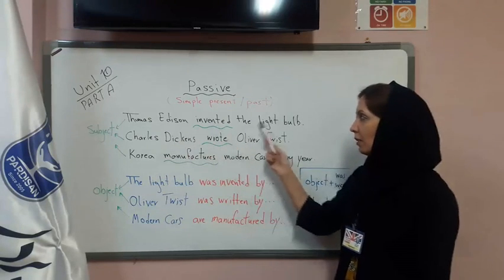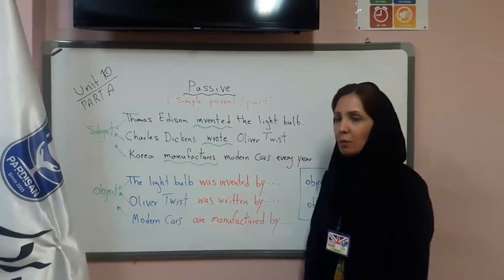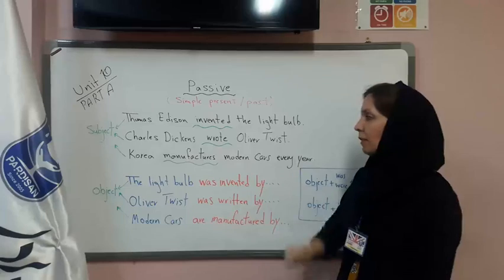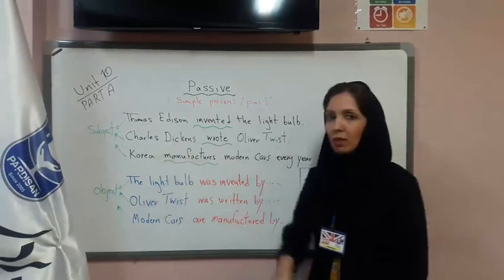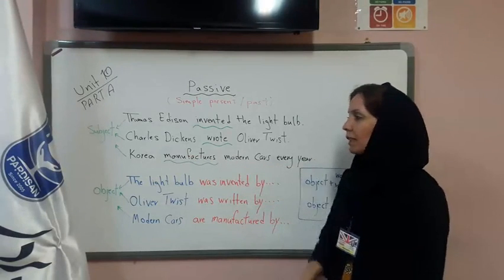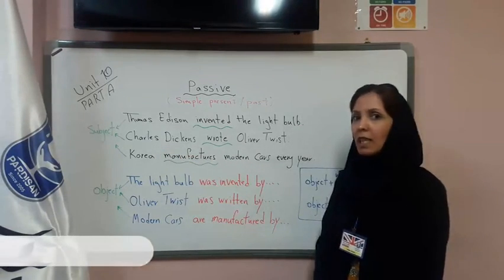Thomas Edison invented the light bulb. What is the subject of the sentence? Thomas Edison. Charles Dickens wrote Oliver Twist. Charles Dickens is the subject of the sentence. Korea manufactures modern cars every year. Korea is the subject of the sentence.